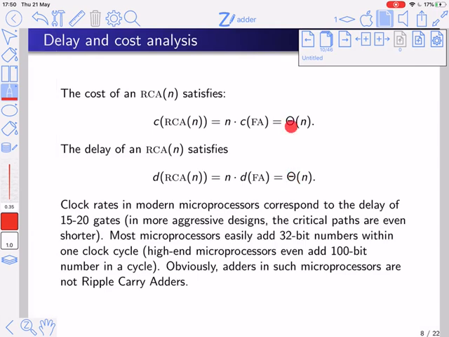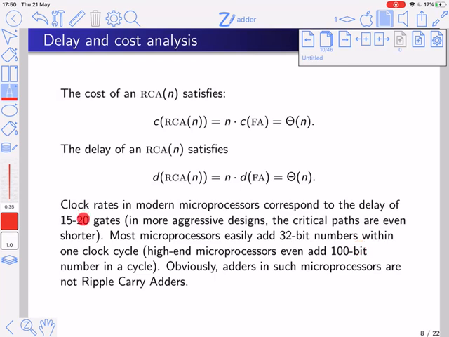Okay, so having linear cost is pretty good, as you will see later. What about the delay? Does this make sense? Well, if you look at modern microprocessors, the clock rates in these modern microprocessors correspond to a delay of, say, 15 to 20 gates. And microprocessors can easily add 32-bit numbers in one clock cycle and even 100-bit numbers.